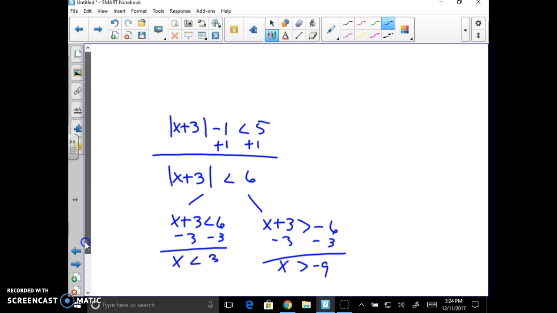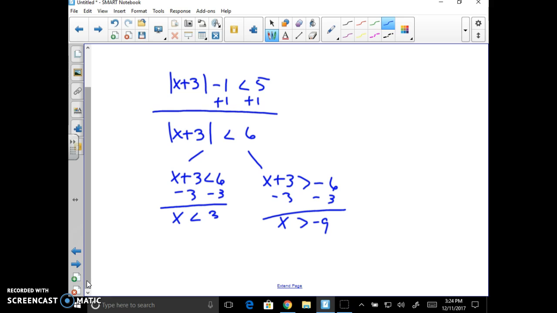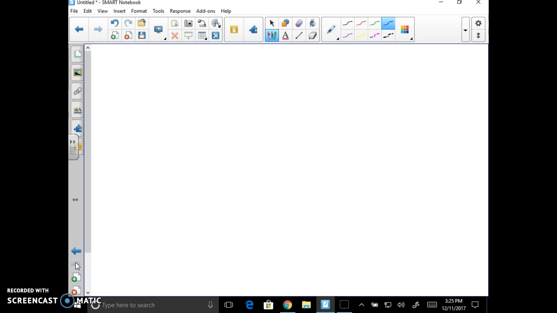Okay, your graph should look like, make sure I'm on the right one, 0, 1, 2, 3, that's my 3, and I'm going to say this is negative 9 way over here. Less than 3 and greater than negative 9. There you go. So I'm going to say negative 9 to 3. All right, we'll go on to number 8. And that's the last one I'm going to do, and you're going to do the rest.